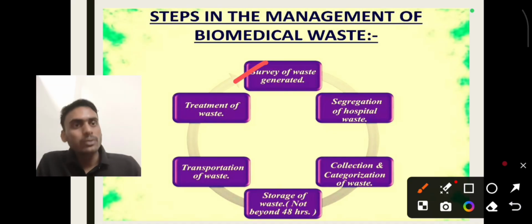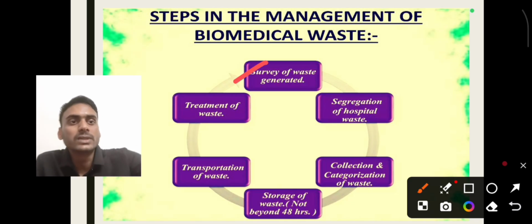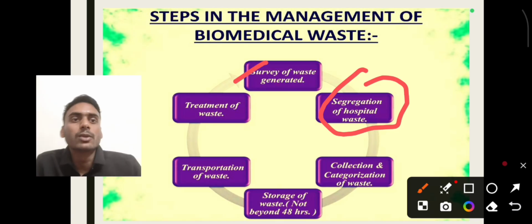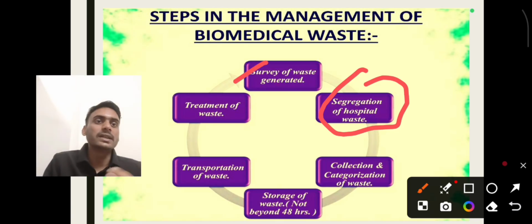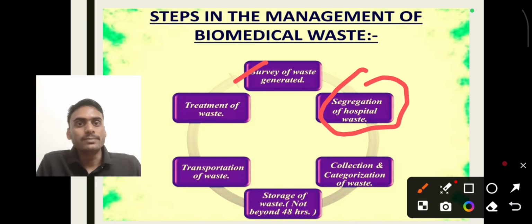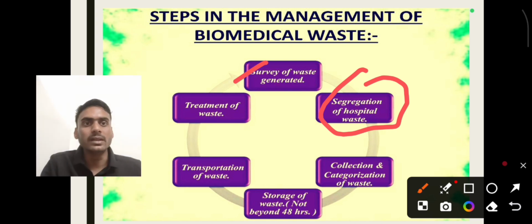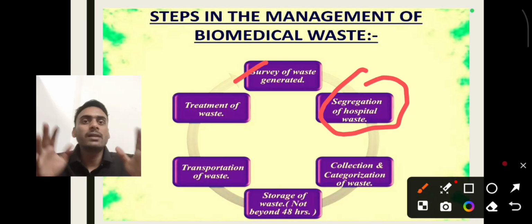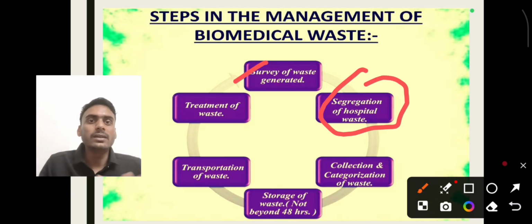Then we have to decide segregation of hospital waste. If there is an MCQ asking what is the first step of biomedical waste disposal, just say segregation, not survey of waste generated. So the first step is segregation of hospital waste. First we generate the waste material, then we have to decide where to place it. There are 5-6 bins according to the color code: red bin, yellow bin, blue bin, black bin, green bin. You just have to decide where to place this waste material.